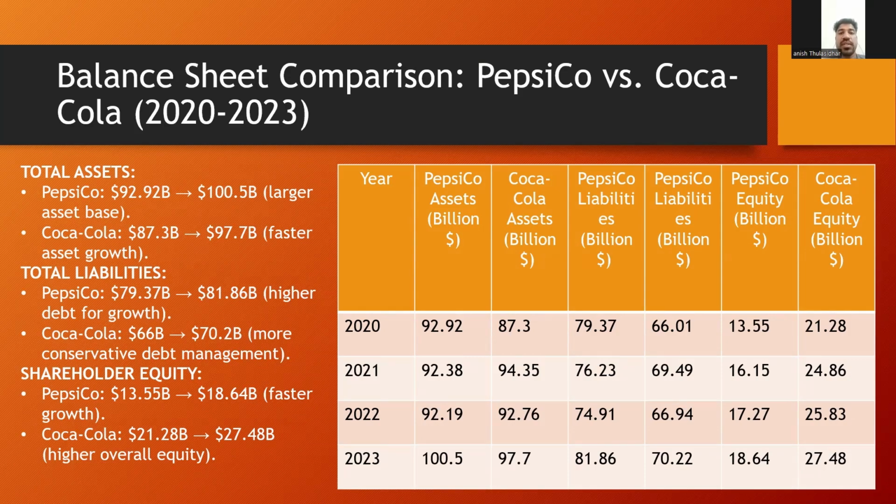Although PepsiCo remains the larger company in terms of total assets, Coca-Cola's asset growth rate is slightly higher, meaning it is making steady investment to expand its business.